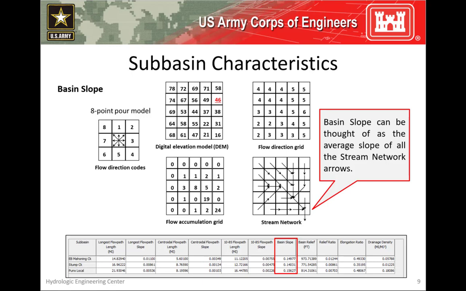This slide provides a more visual way of thinking of basin slope. The GIS workflow that you see in this figure is covered more in a different video, but in a nutshell, it starts with a digital elevation model from which flow direction and flow accumulation grids are computed, and then finally a stream network. And basin slope can be thought of as the average slope of all of these arrows that you see in the stream network part of the figure.